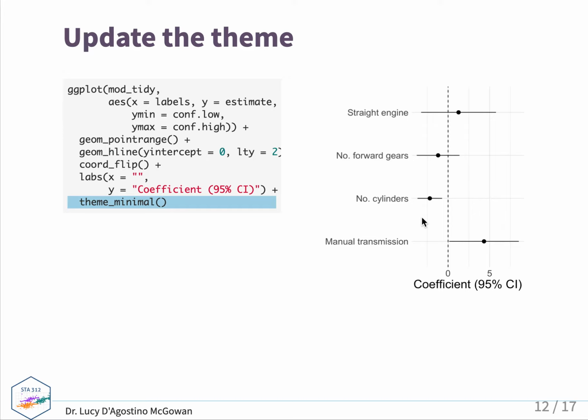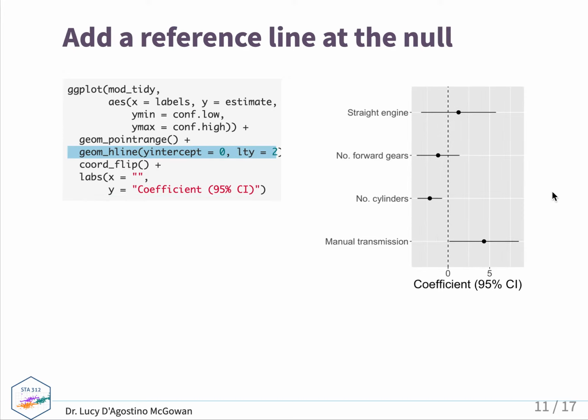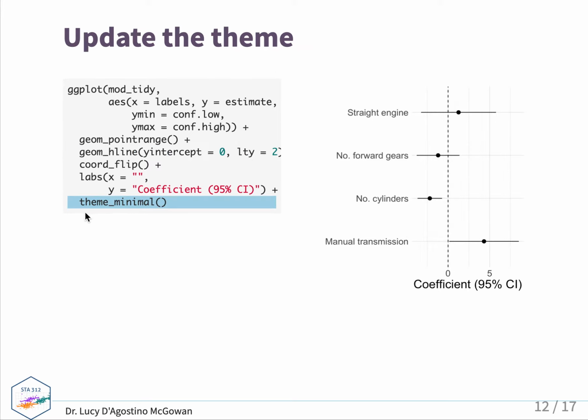Okay, now we're going to update the theme. The typical ggplot theme has this gray background, along with some other defaults. I'm partial to theme_minimal, but there are several themes that you can update to depending on your audience and depending on what this is for. If this was for a journal article, I might use a different theme than if this was for a blog post or a tweet or something like that.